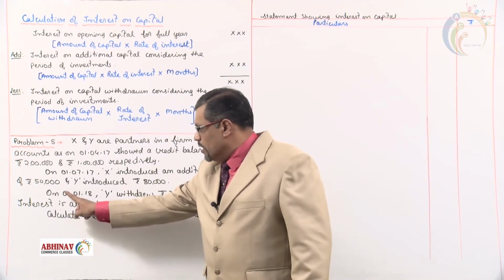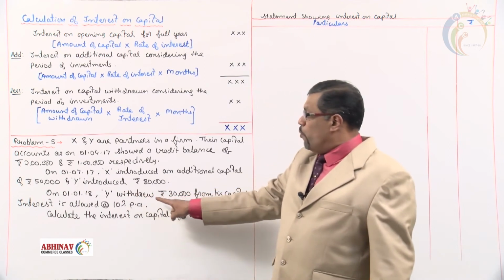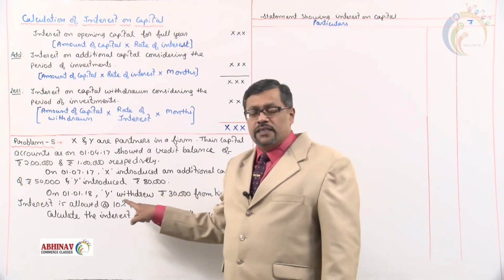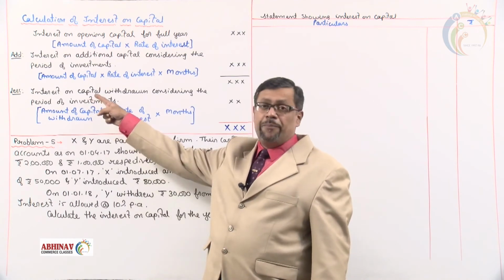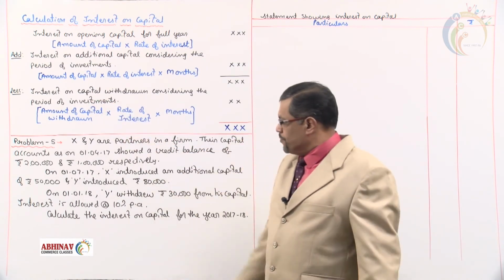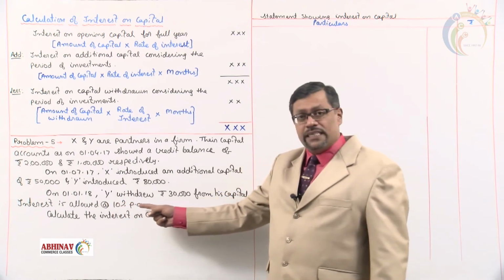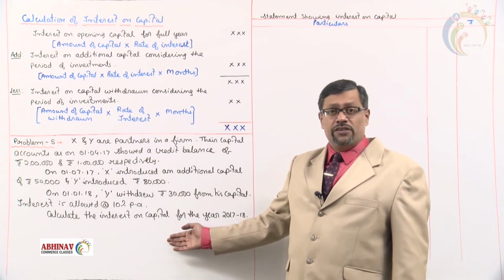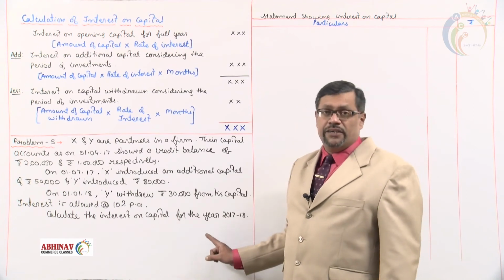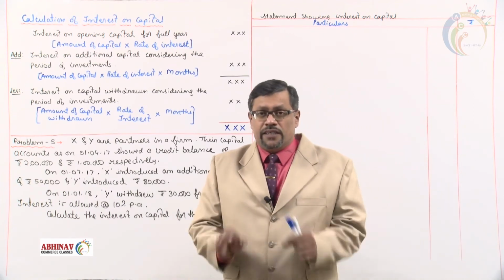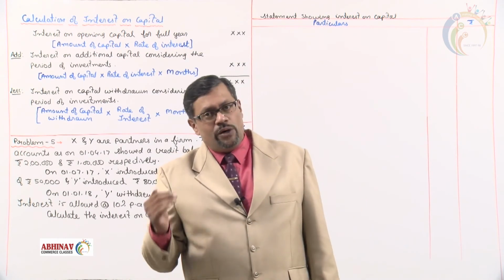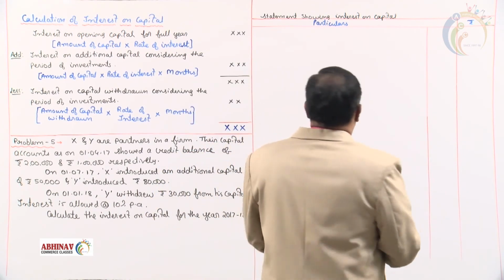Next paragraph. On 1/1/18, Y withdrew 30,000 from his capital. This is the interest on capital withdrawn, which we have to minus. Interest is allowed at 10% per annum. So let us see now how to calculate this interest on capital for the year 17-18. First, we'll calculate the interest on capital of X and then of Y. This is how we start.